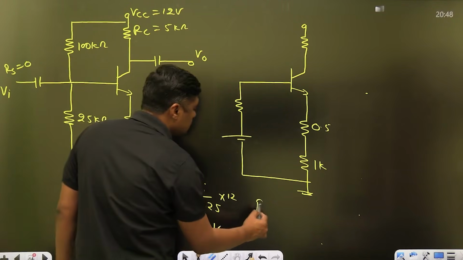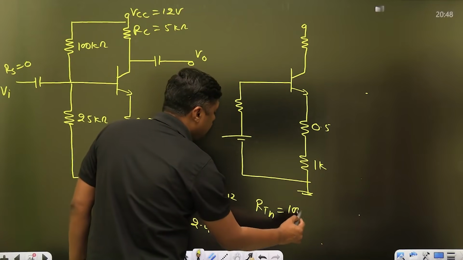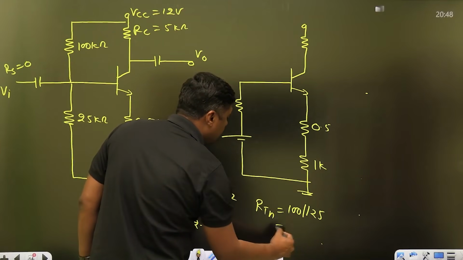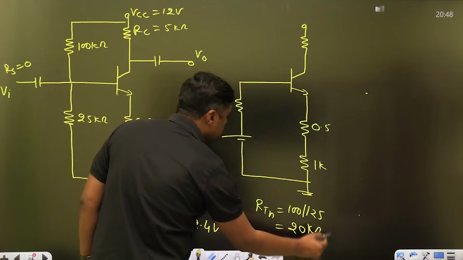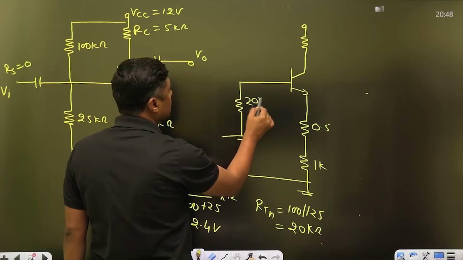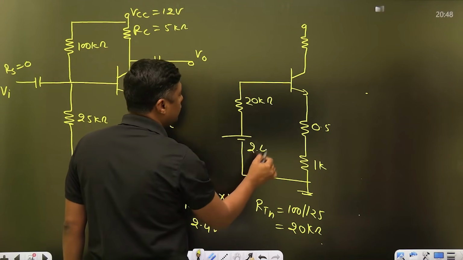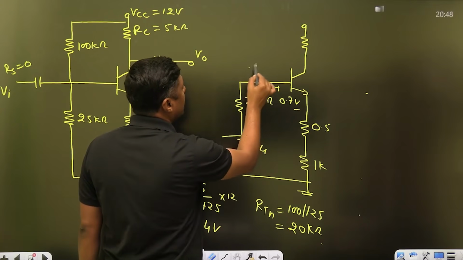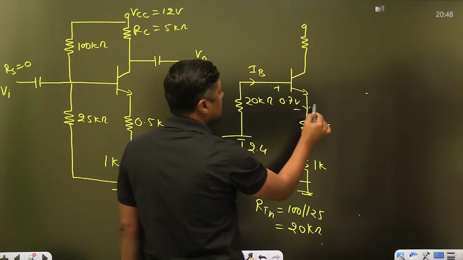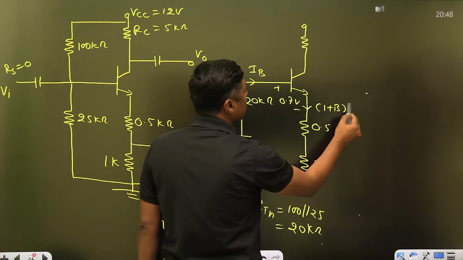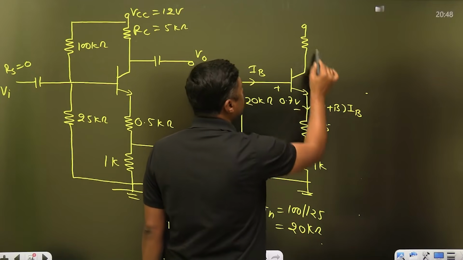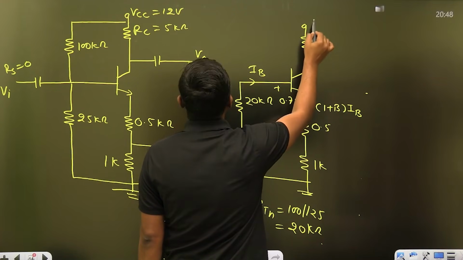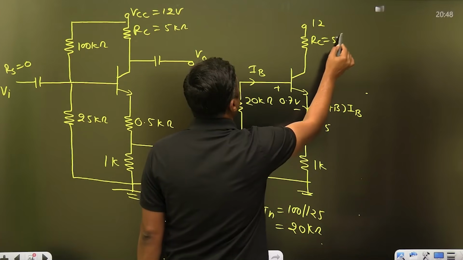RTH हो गया 100 parallel with the 25. ये आएगा 20 किलो ओम. You have to consider this 20 kilo ohm. You have to consider this 2.4. VB 0.7 volt. This is the IB. And always remember the current here is 1 plus beta times of IB. That is nothing but RE or RC. This is the 12. This is the 5 kilo ohm.